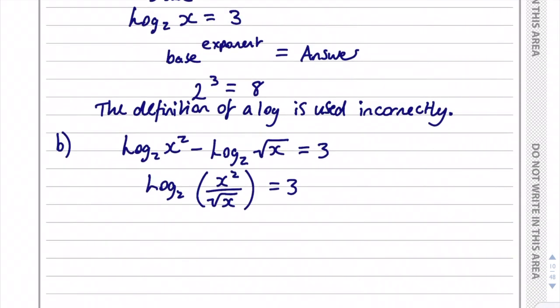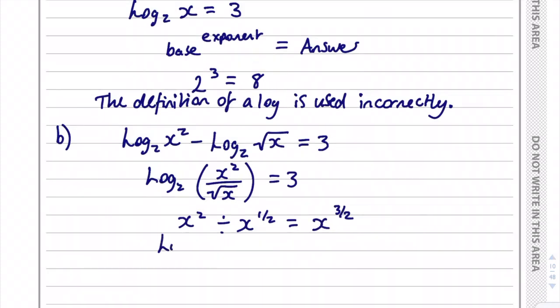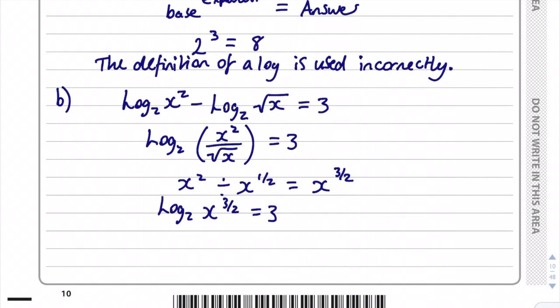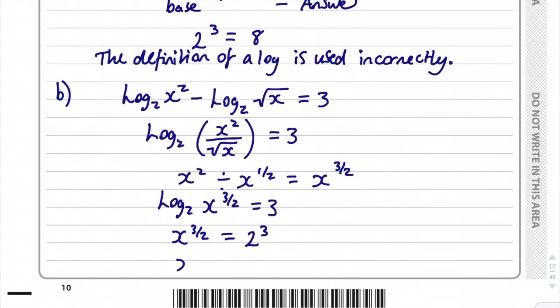Well, remember, root x is the same as x to the power of a half. So what we're doing is we're doing x squared divided by x to the power of a half, which using our law of indices simplifies to x to the power of 3 over 2. So we get log to the base 2 of x to the power of 3 over 2, which equals 3. So now we can use our definition for a log, and we can say that x to the power of 3 over 2 equals 2 cubed. So we get x to the power of 3 over 2 equals 8.